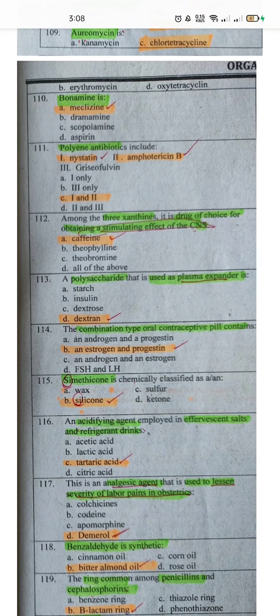110. Bonamine is your meclizine. Letter A. Bonamine is the brand name for meclizine. It is a moderately potent antihistamine used as an anti-nauseant in the prevention and treatment of motion sickness, and treatment of nausea and vomiting associated with vertigo and radiation sickness.